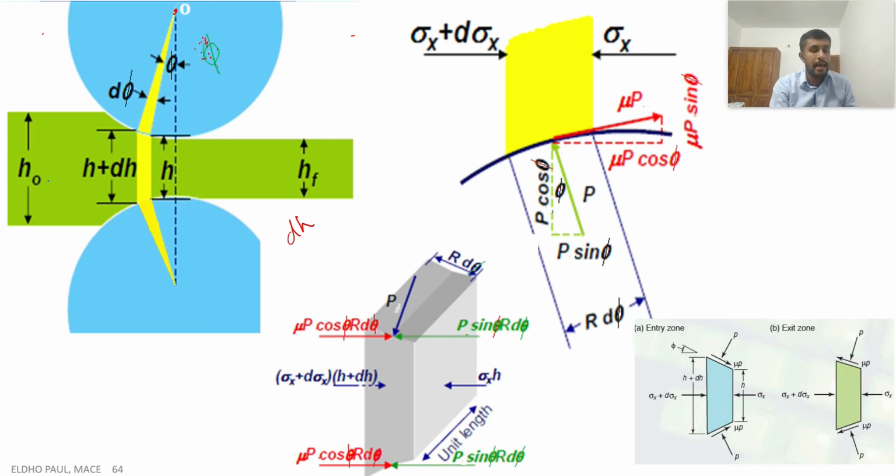Phi is the angle that is made between the axis of the roller and the element. And d phi is the included angle in the element. So that is about the very small element.